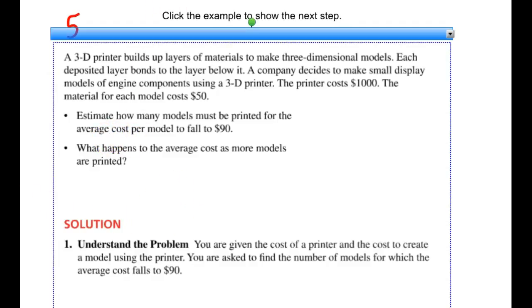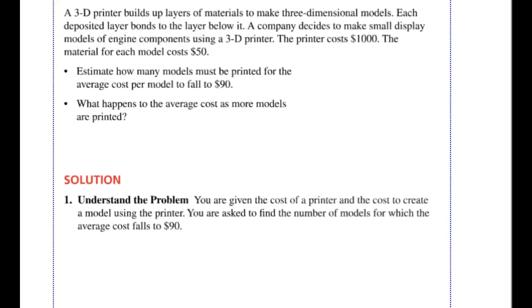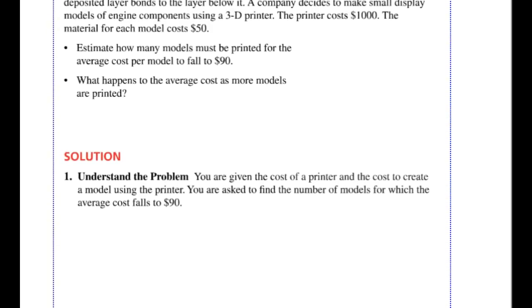So the first thing we have to do is figure out what we're looking at. I am told the original cost and the cost to make each model.